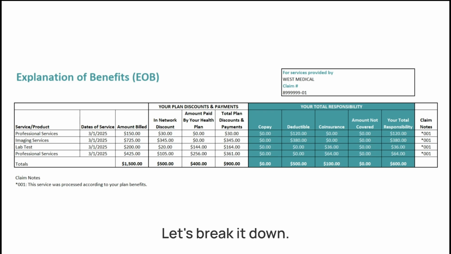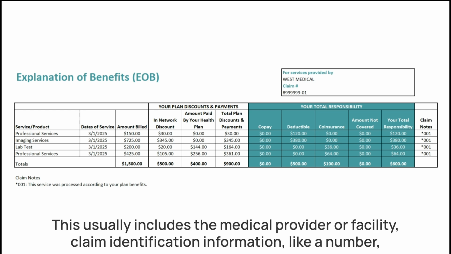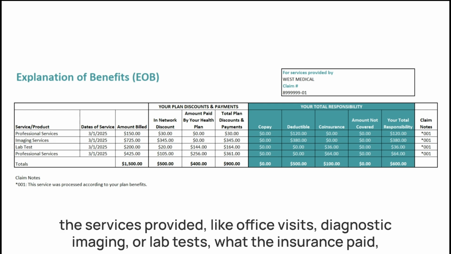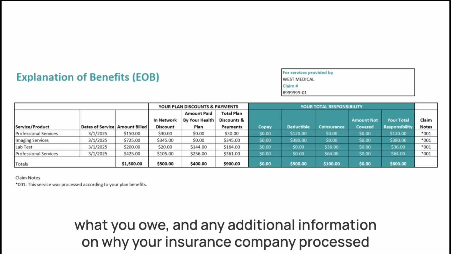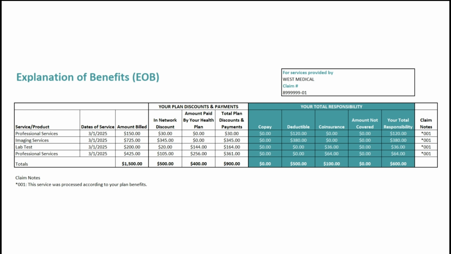Let's break it down. You'll typically see the same basic information as you would on your medical bill on your explanation of benefits. This usually includes the medical provider or facility, claim identification information like a number, the services provided like office visits, diagnostic imaging, or lab tests, what the insurance paid, what you owe, and any additional information on why your insurance company processed your medical bill the way they did, like denials.